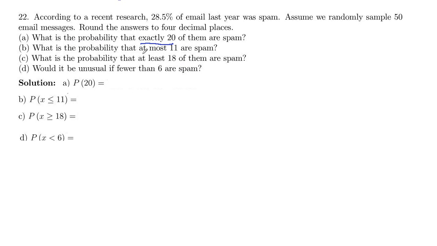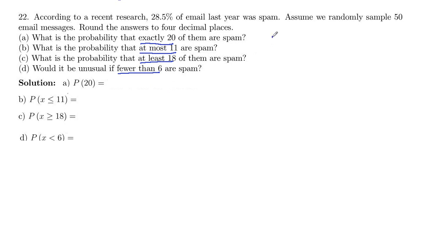Part B, what's the probability that at most 11 are spam? Part C, what's the probability at least 18 are spam? And Part D, what is the probability that fewer than 6 are spam, and is it unusual? Remember, unusual is probability less than 0.05.